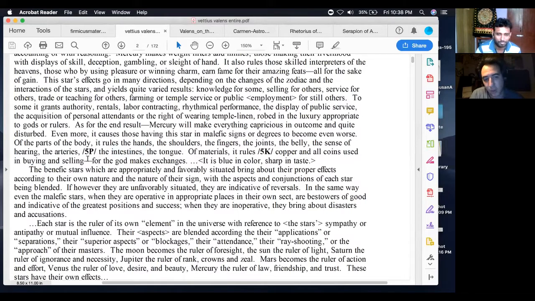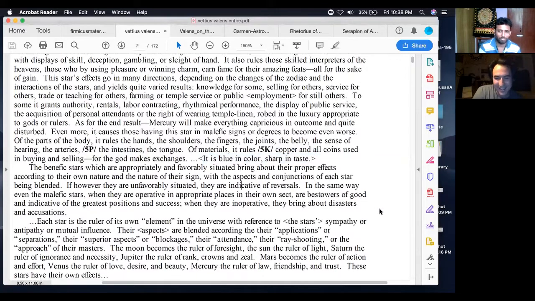That's an interesting one to contemplate. And it is blue in color and sharp in taste. I don't know about the blue in color, but sharp in taste, maybe. I'm not sure. Sharp in taste.